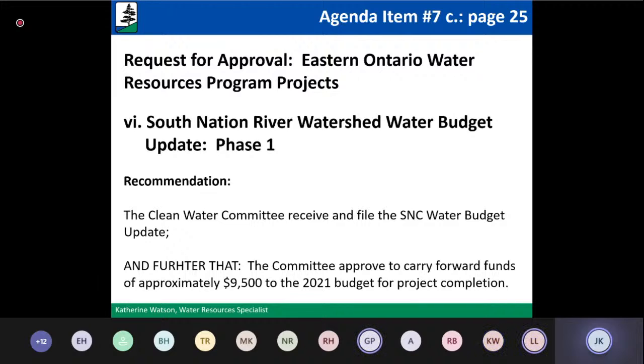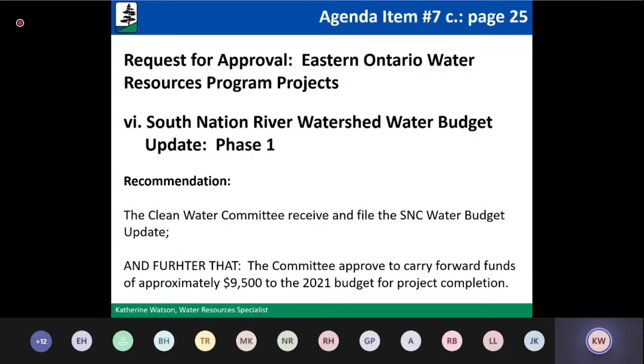South Nation River Watershed Water Budget update, phase 1. Kat, you're back on. Yes. So we were successful in receiving some EWRP funding towards updating the South Nation River Watershed water budget. A few years ago, I guess 2017, we secured an agri-risk grant from Agriculture and Agri-Food Canada and developed a hydrologic model with Aquanti.